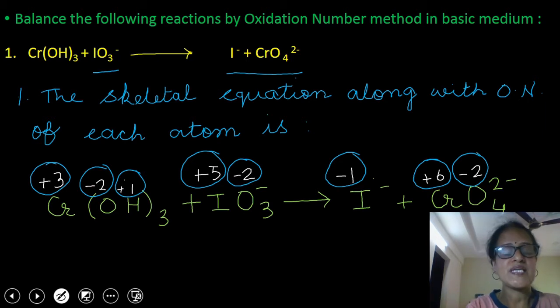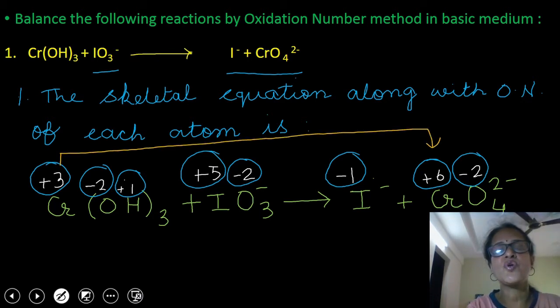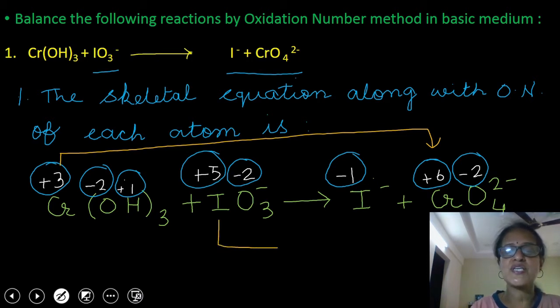With the help of this skeletal equation, we will find out the elements whose oxidation number are increasing and decreasing. So we can see oxidation number of chromium is increasing from +3 to +6. So we can see the oxidation number of chromium is increasing by 3 per atom. It means chromium undergoes oxidation and chromium trihydroxide is a reducing agent. Now we will see the element whose oxidation number is going to decrease here. We can see oxidation number of iodine is decreasing from +5 to -1. So there is a decrease by 6 per atom. It means iodine is undergoing reduction and iodate ion is acting as an oxidizing agent.